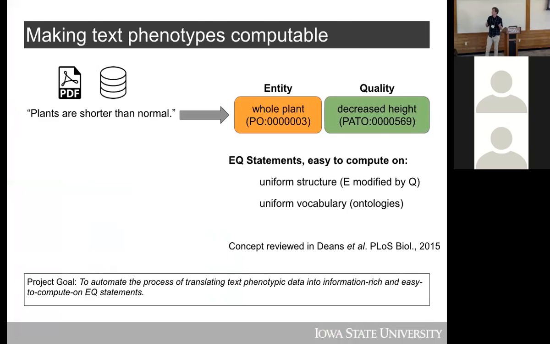translate them to a format that uses 2 different ontology terms. One term is called the entity, shown in orange, which describes the structure or function of the phenotype, and a second term is called the quality, shown in green, which specifies how the entity is being modified. So we have whole plant, the entity, or E, being modified by decreased height, the quality, or Q. We consider this format of phenotypes easier to compute on because they have the properties of ontology annotations that we showed in the last slide, and they always have this E modified by Q structure.